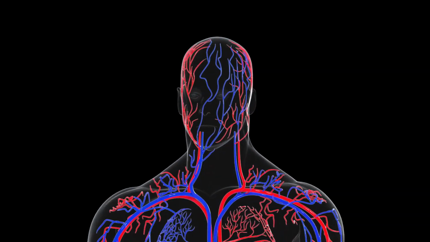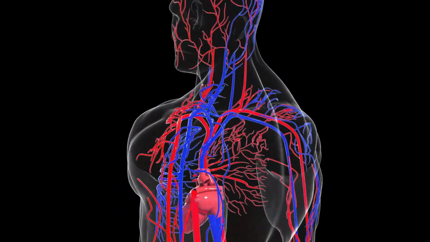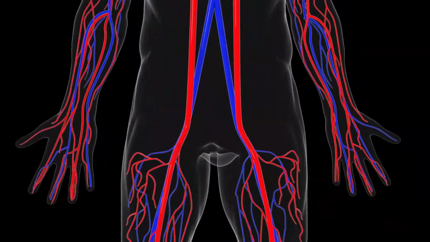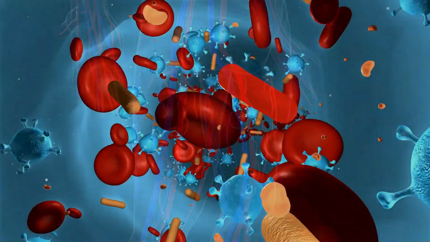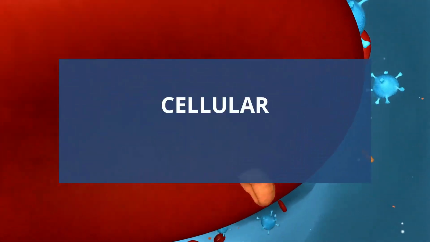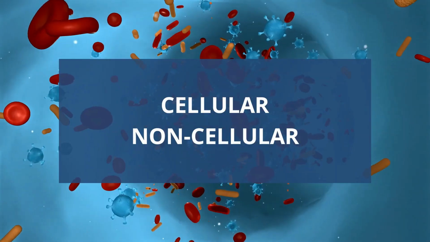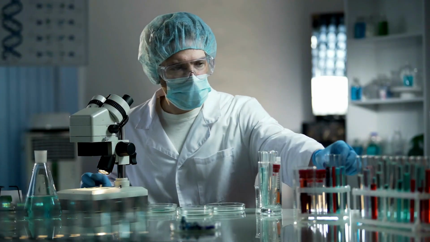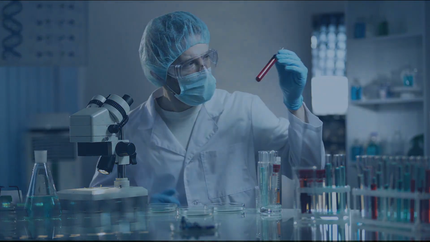Blood, often called the river of life, is an extraordinary fluid that courses through our bodies, performing a multitude of vital functions. Contrary to its appearance as a uniform liquid, blood is a complex mixture of cellular and non-cellular components, each with its unique purpose. Let's start by examining the primary components of blood.